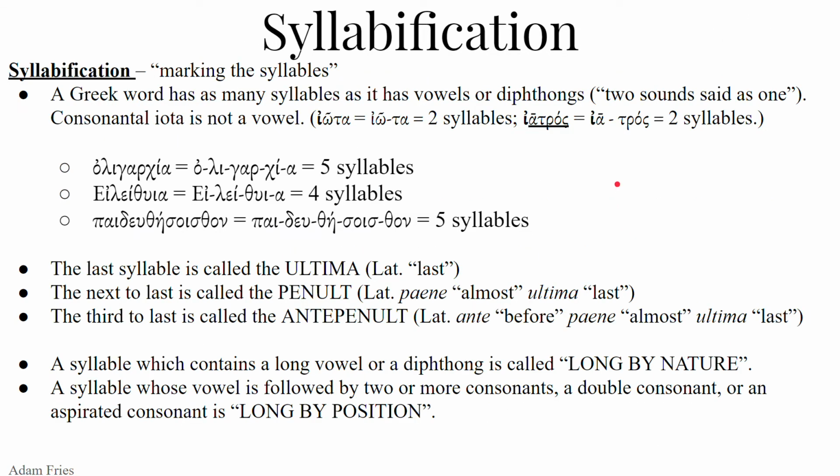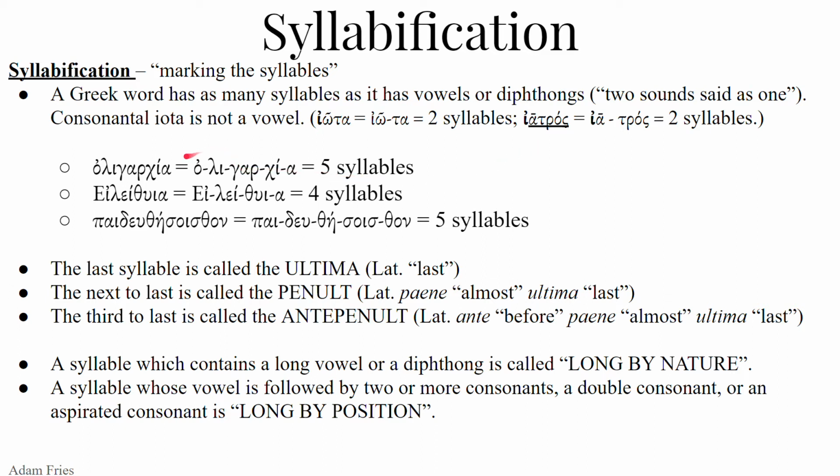All right, syllabification. We're getting into the good stuff. So syllabification, marking the syllables. A Greek word has as many syllables as it has vowels or diphthongs. So a consonant iota is not a vowel. Think of the word iota itself. It's not three syllables. It's two. The Greek word for doctor, iatros. So it's ya and tros, two syllables, not three.